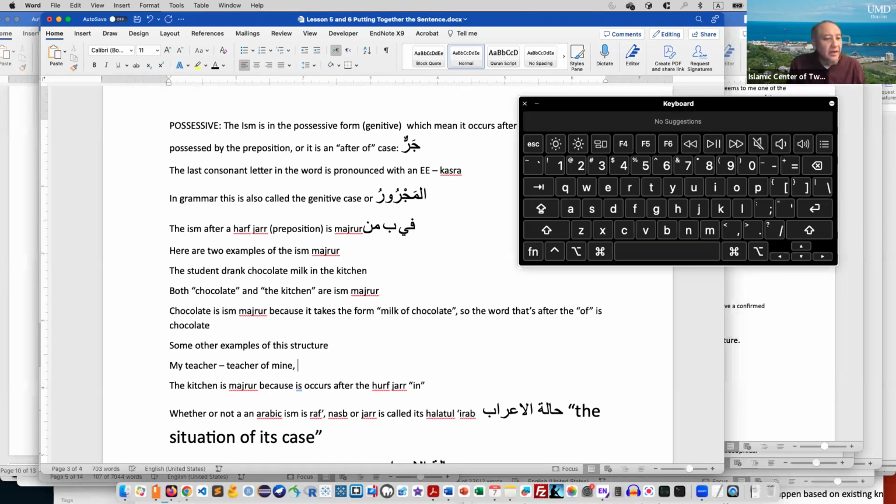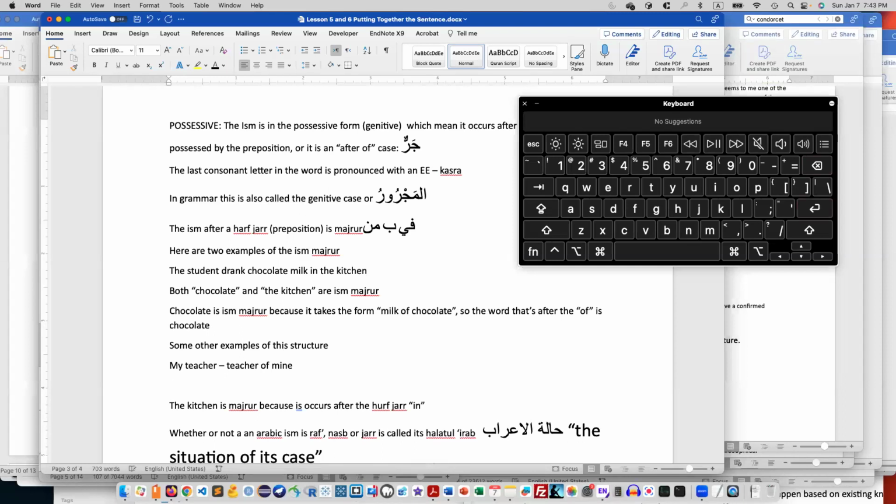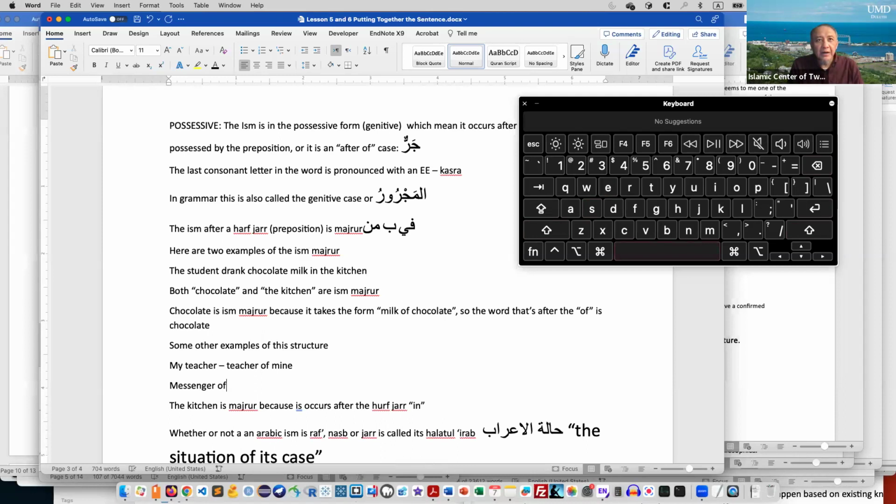So let's do a different, better example. Let's see if we can find someone. Can anybody think of something that has that structure, where it's "of" something? Let me see if I can find my book, maybe. Let's find something different from "mine." Here's another example. You can say asir lemon, asir Portugal, asir zaytun. Here's a good example: messenger of Allah.